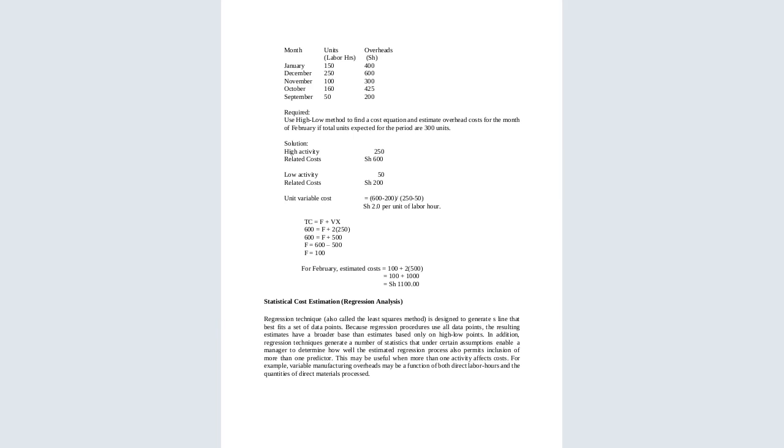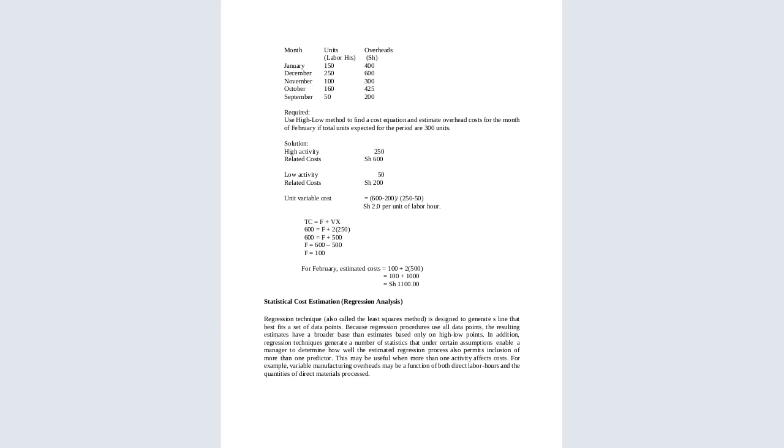So how do we get the unit variable cost? We just take the change in Y over change in X. You take the highest value of Y, which is 600, minus the lowest value of Y, which is 200, divided by the highest value of X, which is 250, minus the lowest value of X, which is 50. Therefore, our B, the variable cost per unit, is 2 shillings per unit of labor.